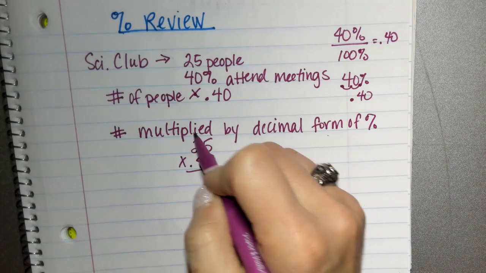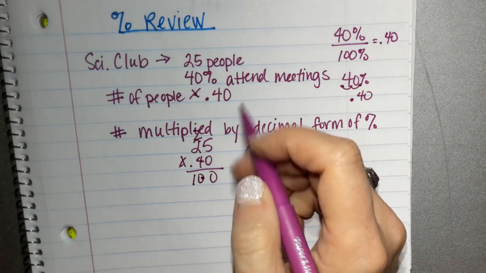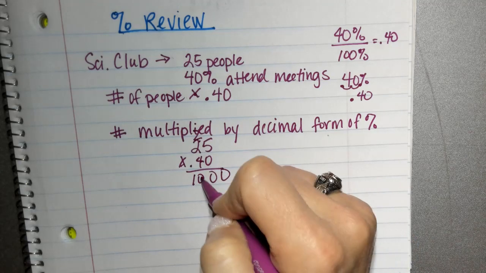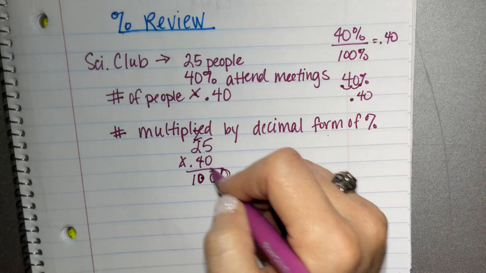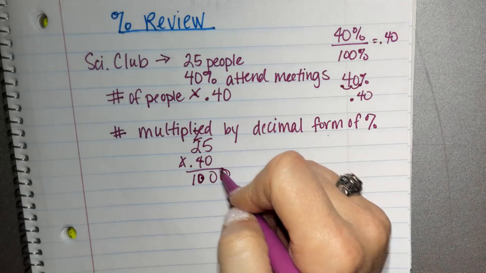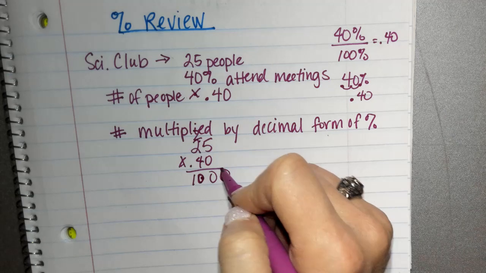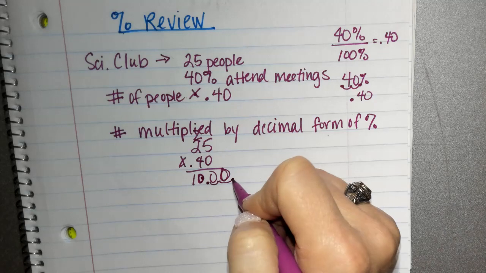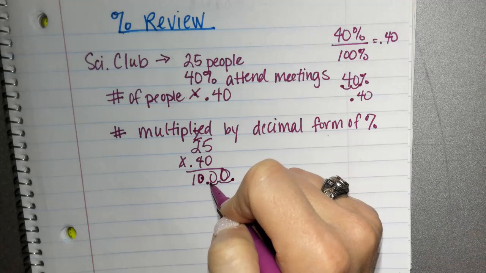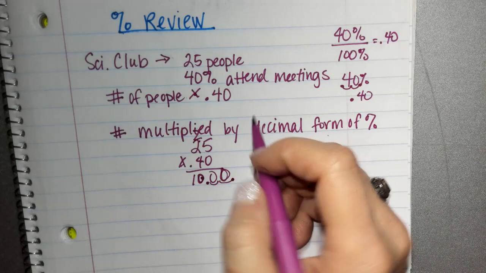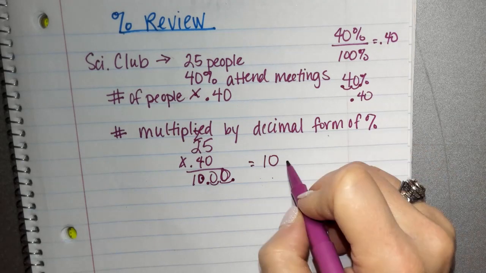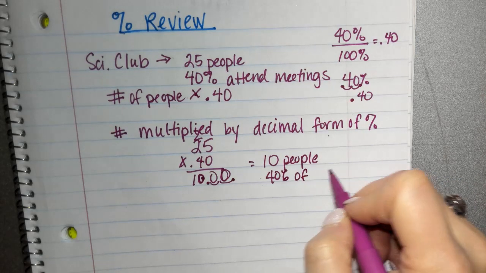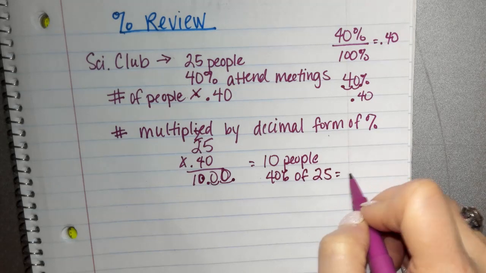So 5 times 4 is 20, 2 times 4 is 8, plus 2 is 10. And then I'm going to add a 0 because we multiplied by 40. Okay, so that takes care of that tens place. And then, look, I have 2 places after the decimal. So I have to move the decimal in my answer 2 places over. So I end up with 10 people. So 40% of 25 is 10.